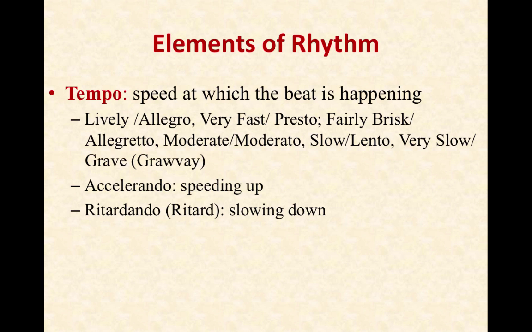Very fast is called presto. Fairly brisk, meaning a little bit slower than those first two, is allegretto. A moderate tempo is described as moderato. Slow is lento. Very slow is grave, or solemn.